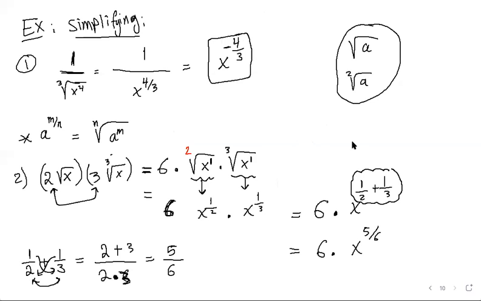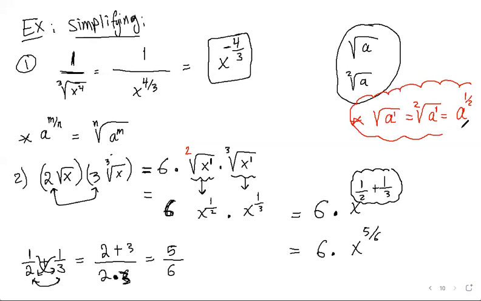So again, let me explain things. The square root of a is the same as the 2nd root of a, and it's equal to a to the 1 over 2. Why? Because this is 1 here. Okay, any questions so far? So I'll stop the lecture here.